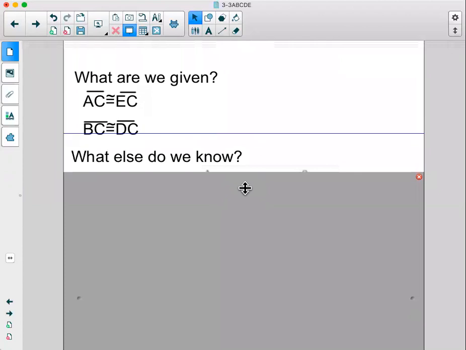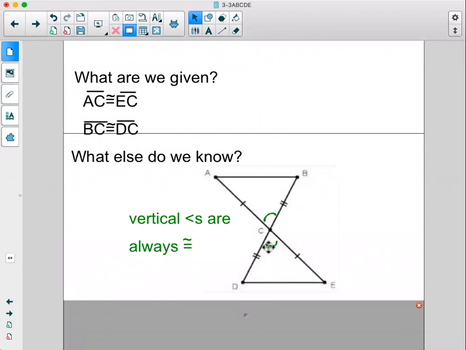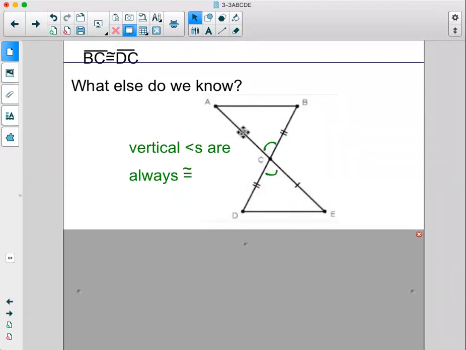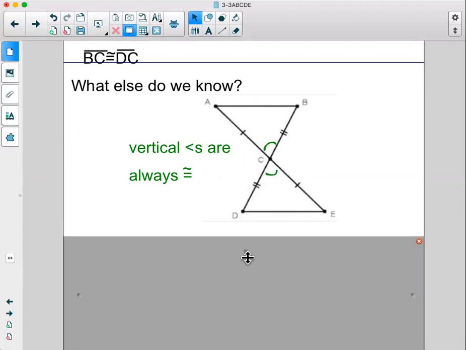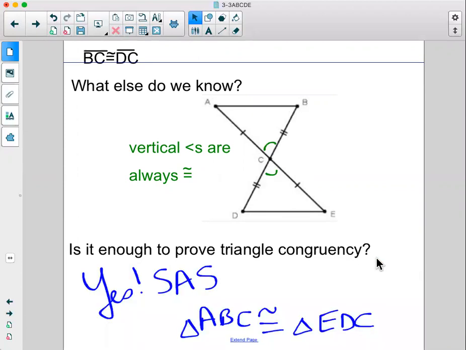And the next thing we can ask ourselves is what else do we know? Well, we know that vertical angles are always congruent. So we can jot that mark down too. And notice here I have a one scratch side, included angle, and a two scratch side in this triangle. And in the other triangle, I've got a one scratch side, included angle, and a two scratch side. So we can ask ourselves, is this enough information to prove triangle congruency? Yes, it is. By side, angle, side, we can now use this as our shortcut to write our congruency statement.